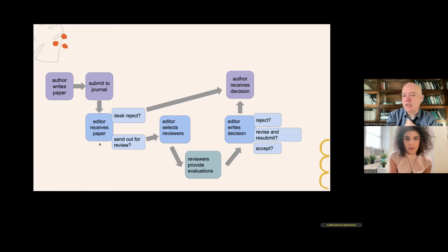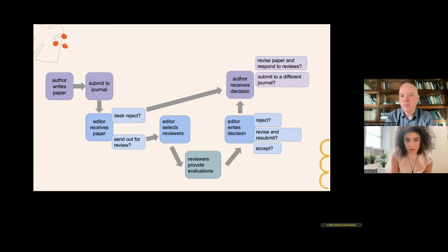Now, once the author receives the decision, and we'll look at a decision letter in the next section, the author has a couple of options of what to do. One is to revise the paper and respond to reviews. That's where you change the paper in response to the reviews. And then you also write up a document where you respond to what the editor's decision letter contains.